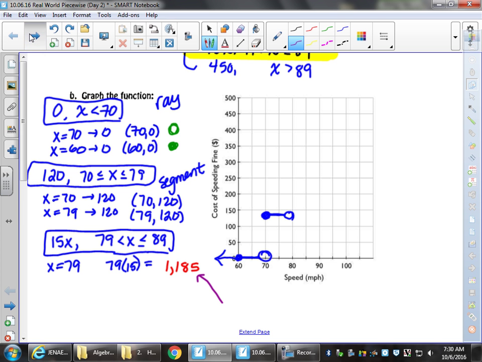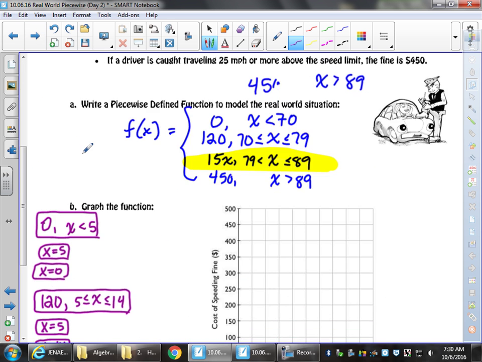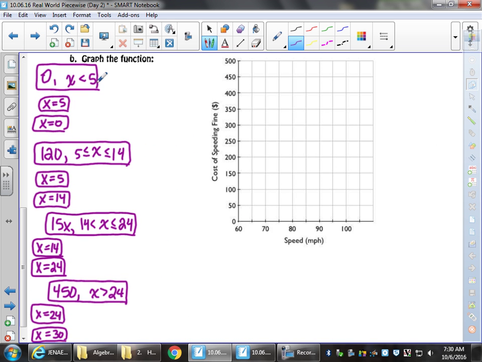we're going to come full circle to our original restrictions of less than 5, between 5 and 14 miles over, 14 and 24, and more than 24 miles over. So if you would like to pick out a lined piece of paper to work through that, if you don't have space on the side, we are going to finish this problem successfully. All right? So go ahead and work with this set of points right here, and we will see how that works out.